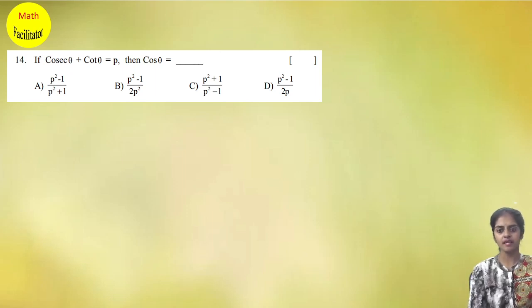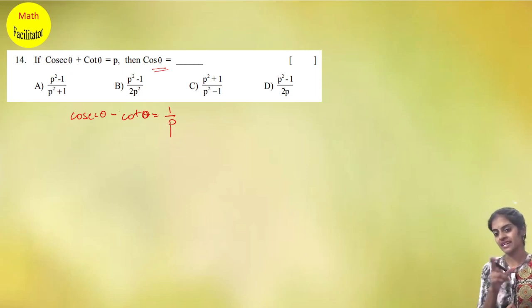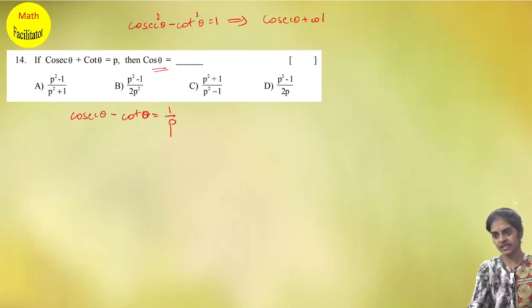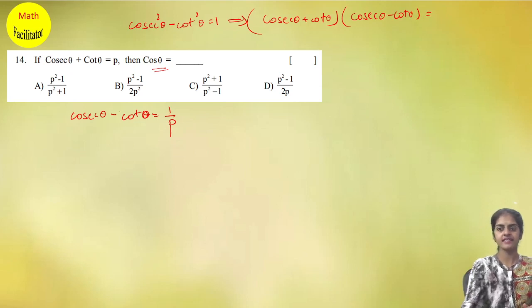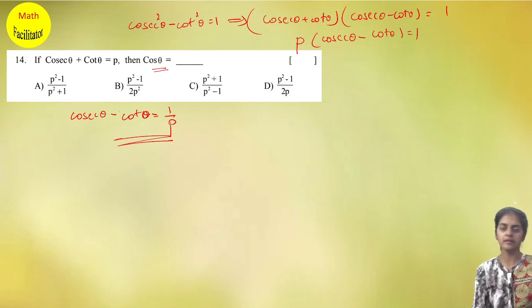Okay. Cosecant theta plus cot theta is P, then what is cos theta? Do you remember? We did the same question yesterday also, but in the form of an essay question. So cosecant theta minus cot theta will be 1 by P. I am writing the step directly here. If cosecant theta plus cot theta is P, we know that cosecant square theta minus cot square theta is 1. So (cosecant theta plus cot theta) into (cosecant theta minus cot theta) is 1. Cosecant theta plus cot theta is P, so cosecant theta minus cot theta value will be 1 by P.